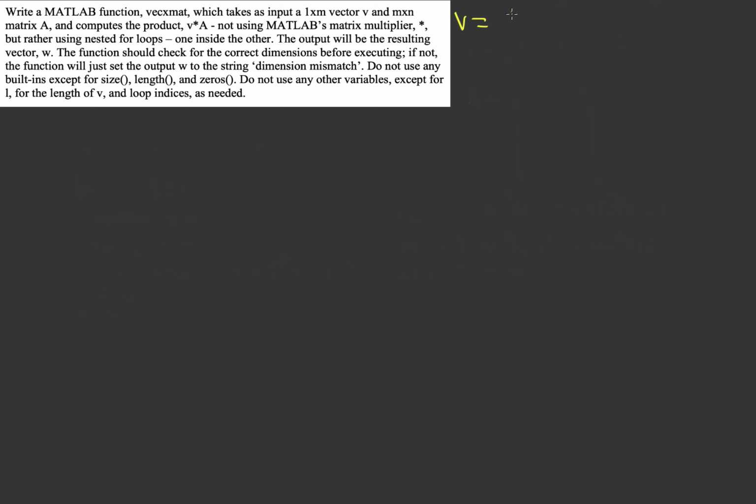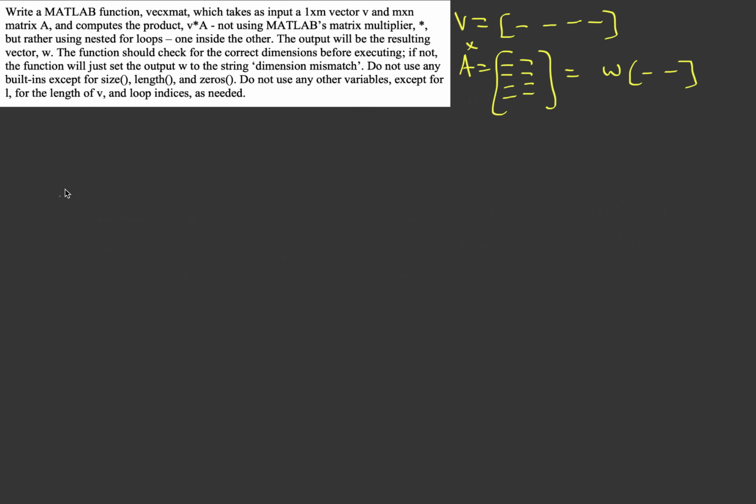The function is going to give you a vector v of 1 by m dimensions, and it'll give you a matrix A of m by n dimensions. And when you multiply these together, you're going to get a w vector that's 1 by n dimensions.